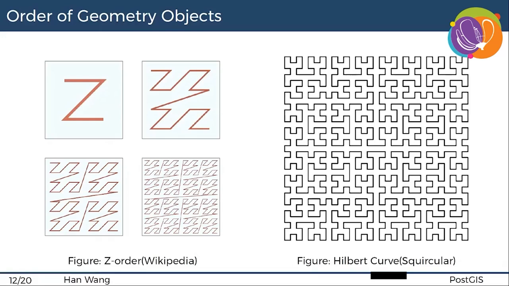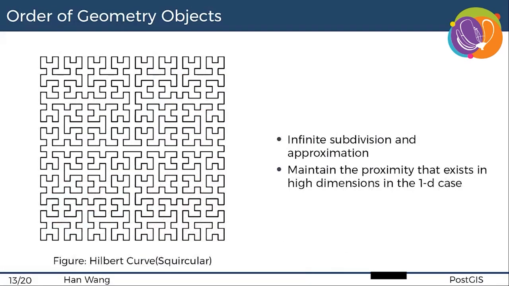Like the left figure, the Z-order curve can be refined as required. What's most important is they maintain the proximity that exists in high dimensions in the one-dimensional case. That is to say, objects that are adjacent in two or more dimensions will be adjacent in the order of the one-dimensional curve. This feature guarantees the space-filling curve will work like a special index to give good spatial proximity on objects, and approximate leaf node content distribution before building the tree index to accelerate the process.